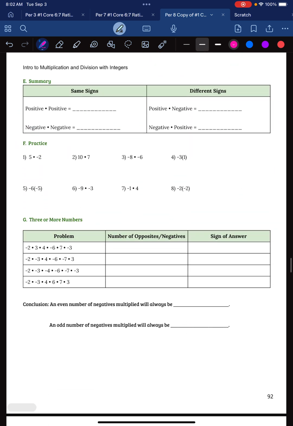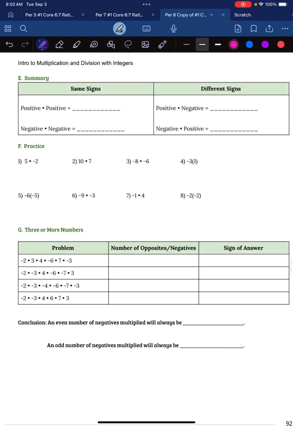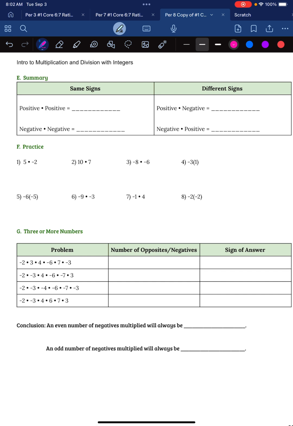All right, so summary. We learned that if we're starting with same signs, positive times positive is a positive answer. Negative times negative is a positive answer. Different signs. Positive times negative is a negative answer. Negative times positive is a negative answer. So overall, we could say that same signs is going to be a positive answer no matter what. Different signs is going to be a negative answer no matter what.